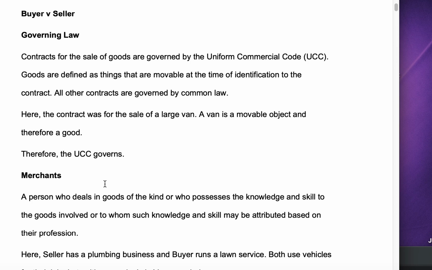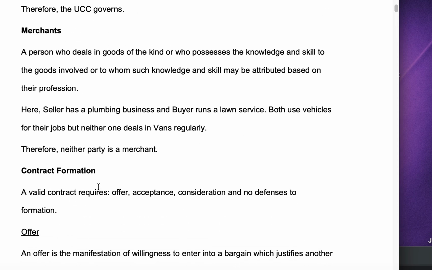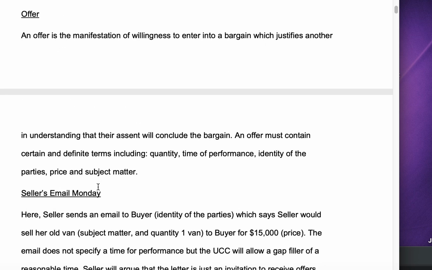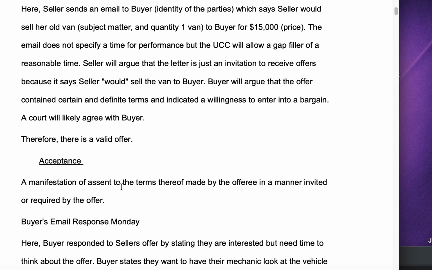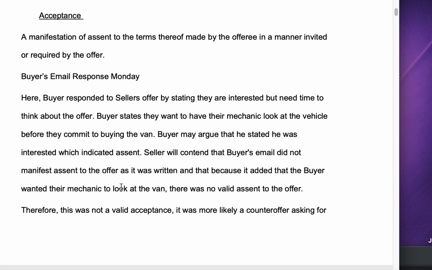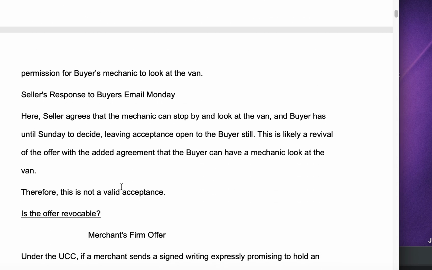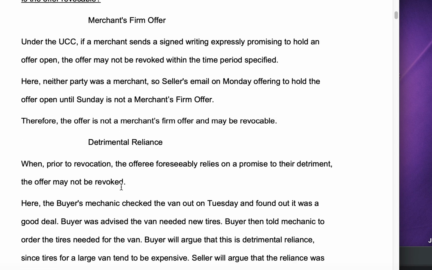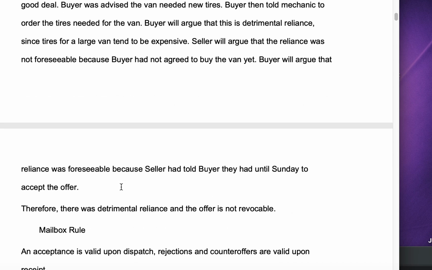Governing law. They're doing the same thing. They're going governing law, merchants, contract formation, offer, seller's email Monday, acceptance. Is the offer revocable? Merchant's firm offer, detrimental reliance. Do you see the headings there?